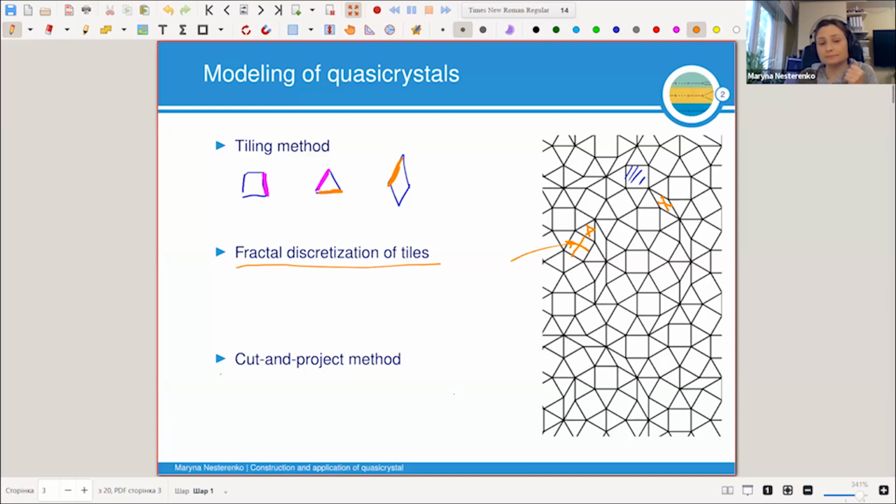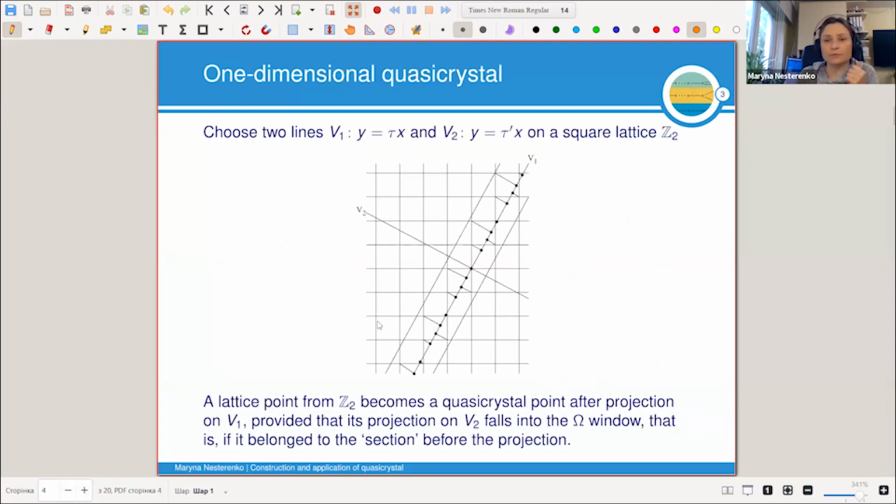And the last approach is the cut-and-project method that I would like to show you in more detail on the next page. Let us consider a two-dimensional lattice, the standard square lattice. I mean points with integer coordinates on the plane. And let us consider two straight lines which are orthogonal to each other, and one of these lines will serve as our quasicrystal space. And another one will be the internal space, which is used to control the construction of our crystals.